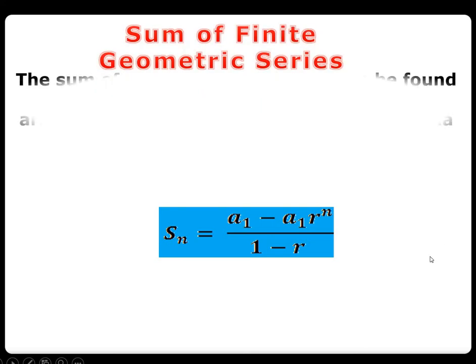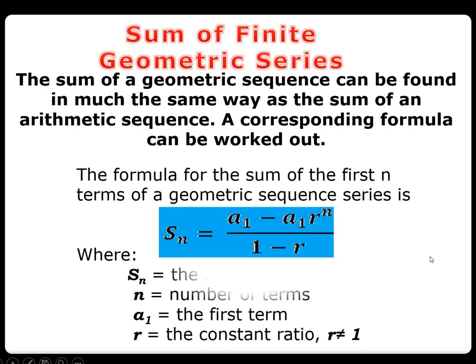So let's proceed with the geometric series. The sum of the geometric sequence can be found in much the same way as the sum of an arithmetic sequence. A corresponding formula can be worked out. The formula for the sum of the first n terms of a geometric series is S sub n equals a sub 1 minus a sub 1 times r raised to n, all over 1 minus r, where S sub n is the sum, n is the number of terms, a sub 1 is the first term, and r is the constant ratio, wherein r is not equal to 1.